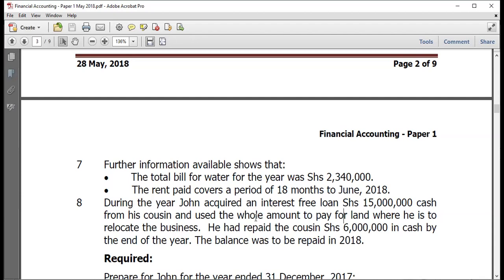So that is why we recorded the 15 million under the column of cash. And we are also going ahead to record the land, okay? We are going to record the payment for the land. So they are telling us, as you can see here, that the whole amount was used to pay for land. So I'm going to come here and I'm going to record land.